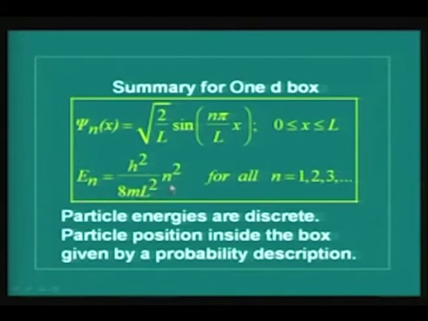quantized, discretized by the n's with a unit for the energy h square by 8 m L square, where m is the mass of the particle, h is Planck's constant. So the result was that particle energies are discrete, and particle position inside the box is given by a probability description. This was the last lecture.